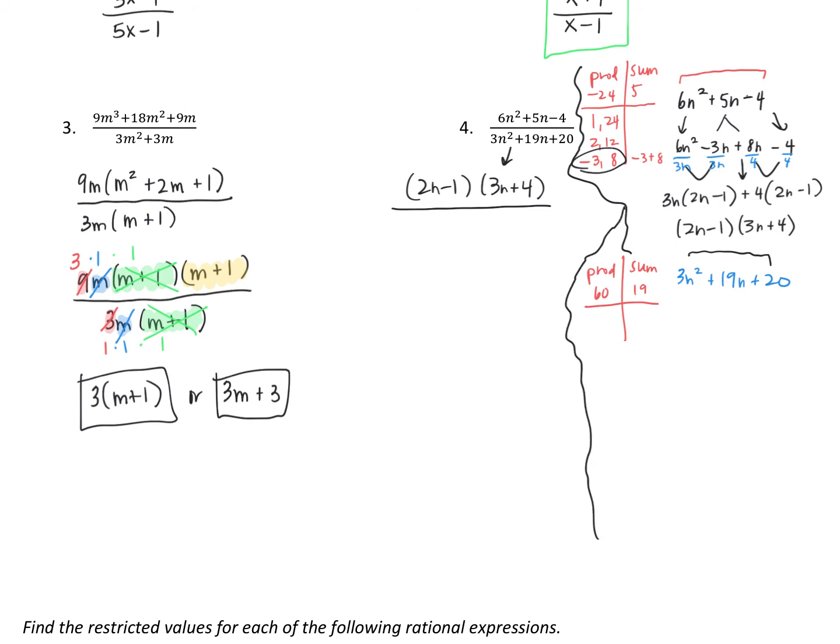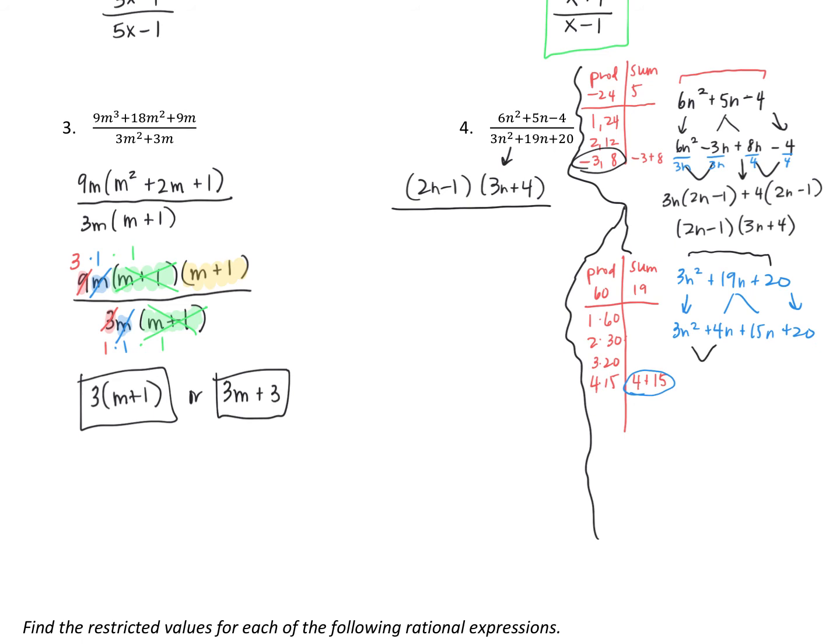All right, so 60, we have 1 and 60, 2 and 30, 3 and 20, 4 and 15. That's going to be what works. So 4 times 15 is 60, and 4 plus 15 is 19. So I'm going to use the 4 plus 15. So 3n squared plus 4n plus 15n. Bring down the 20.